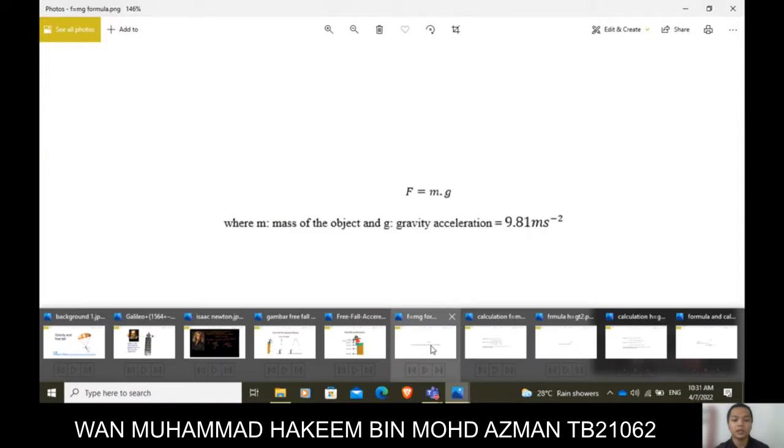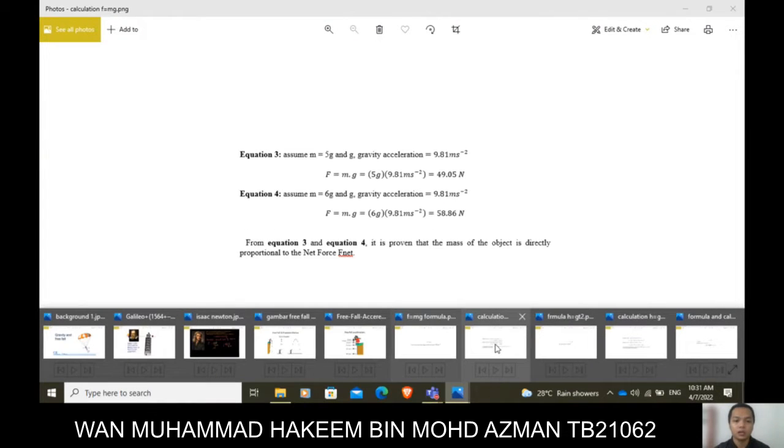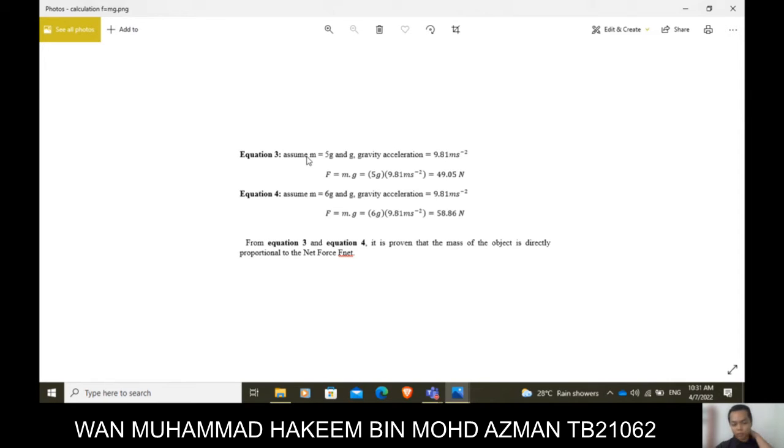And I have done some examples and calculations. For equation 2, I assume m equals 5 g and g is equal to the gravity acceleration 9.81 m/s^-2. So I insert into the formula and I get 49.05 Newton. For equation 4, I assume m is equal to 6 g and g is equal to the gravity acceleration 9.81 m/s^-2. Then I insert into the formula and I get 58.86 Newton.